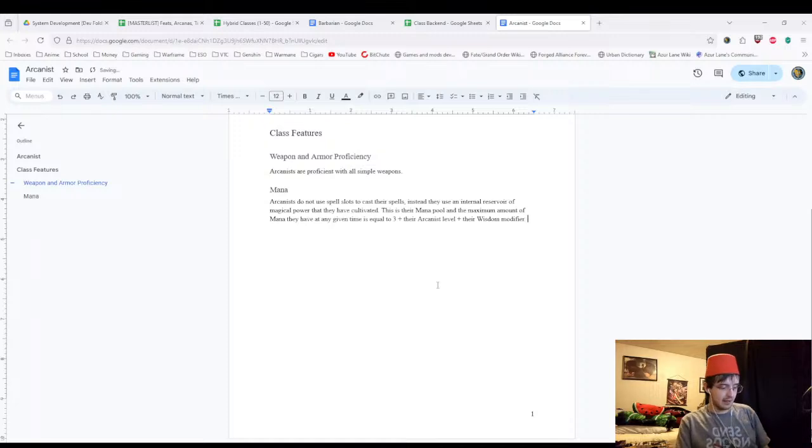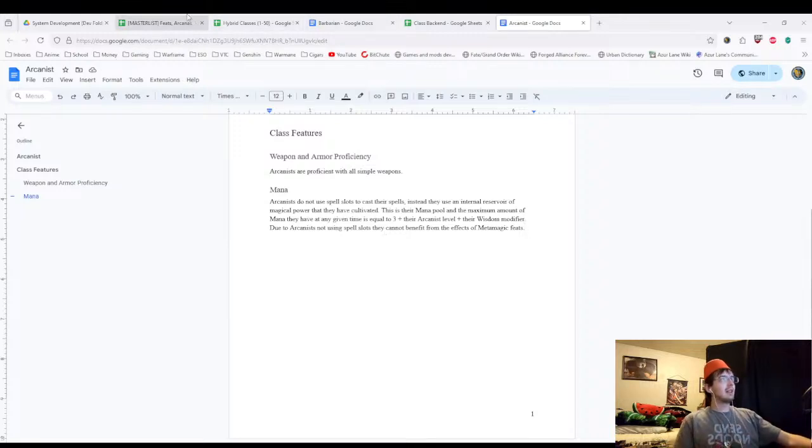Yes. I do need to specify here that due to Arcanist not using spell slots, they cannot benefit from metamagic feats. Those will be built in as I figure out where to put them in the class.